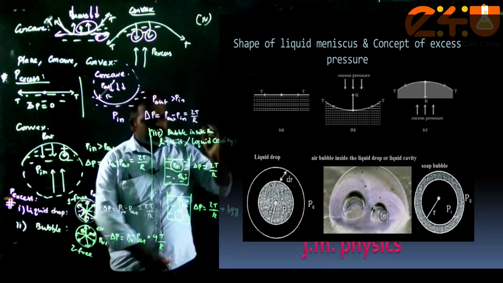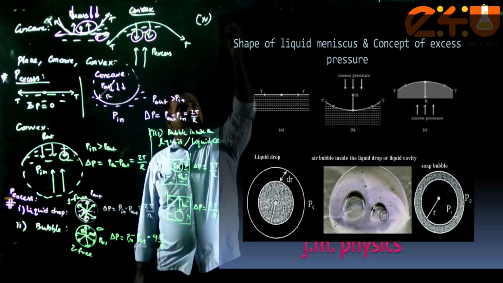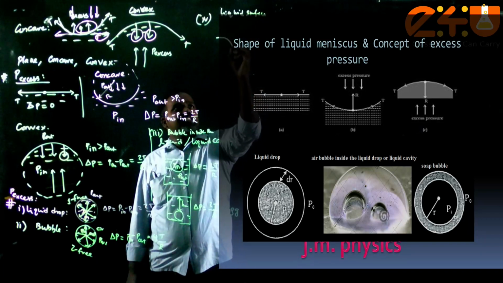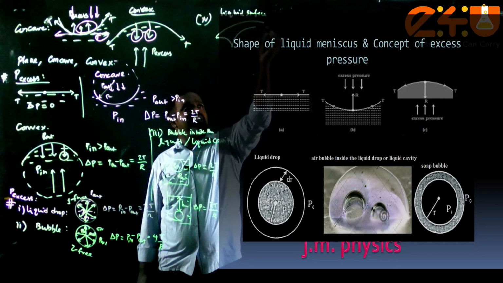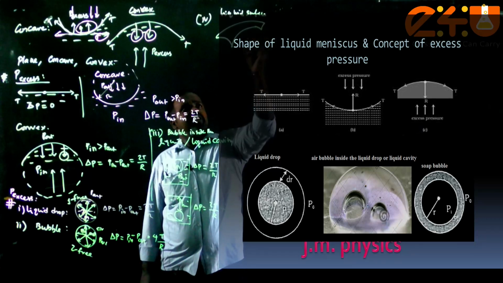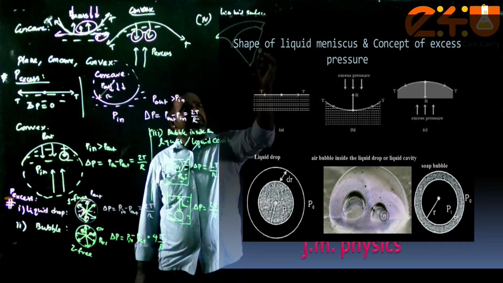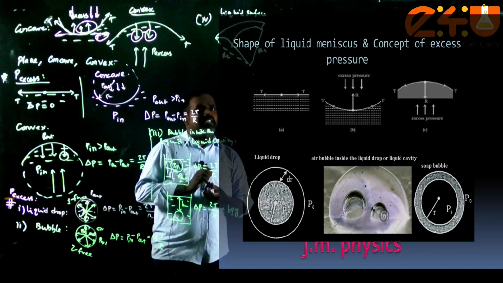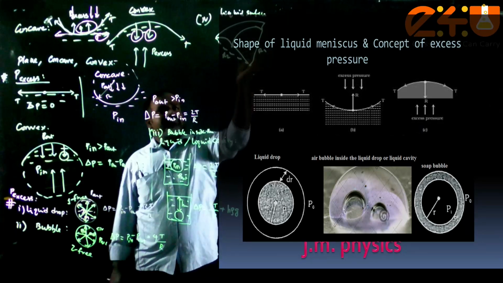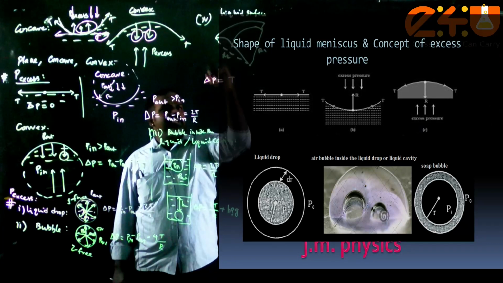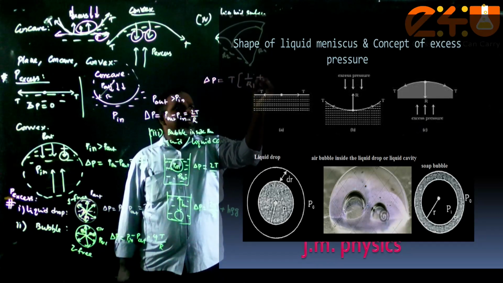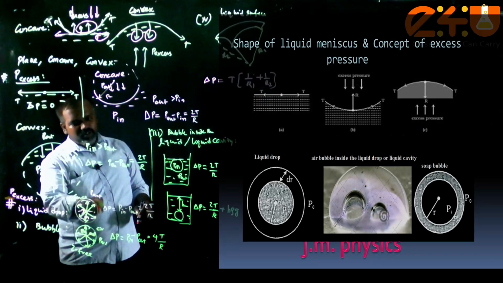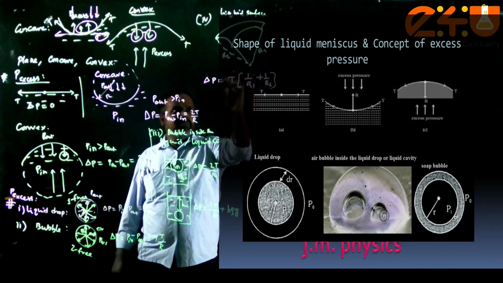Suppose we consider a liquid surface which has unequal radii of curvature. Say this is R1 and this is R2. In that situation, the formula for delta P, the excess pressure, is T into 1 by R1 plus 1 by R2. You can take this general equation and use it for the liquid drop, where R1 is equal to R2, so we get 2T by R.